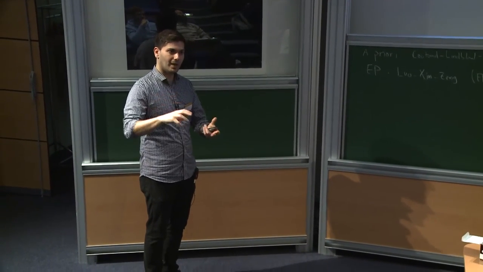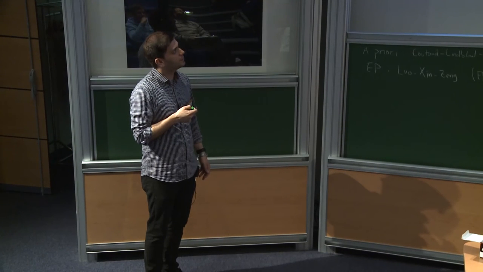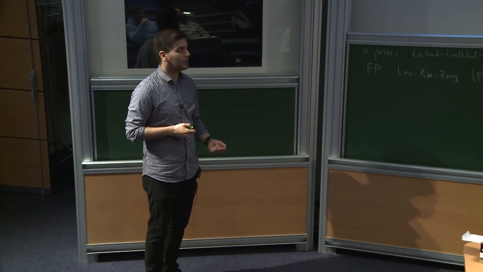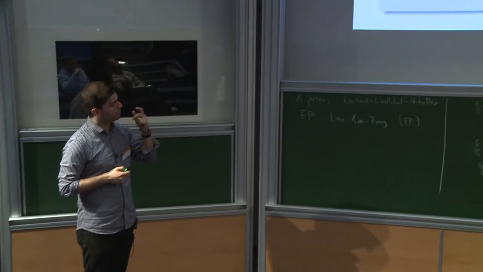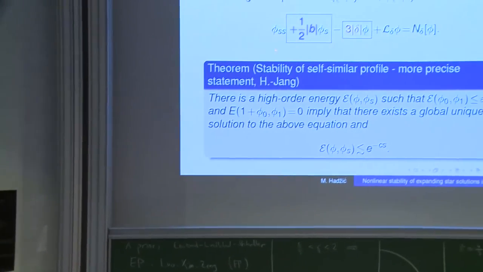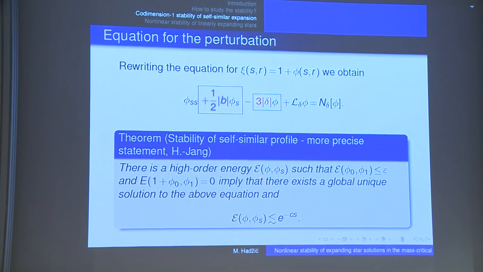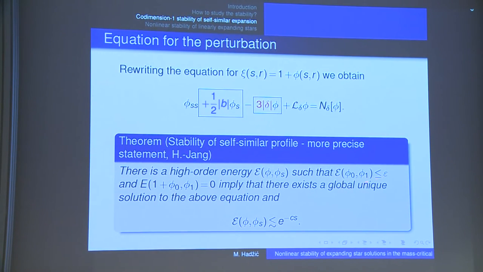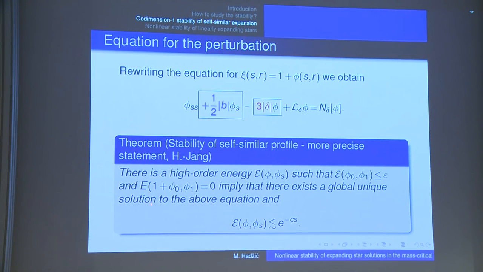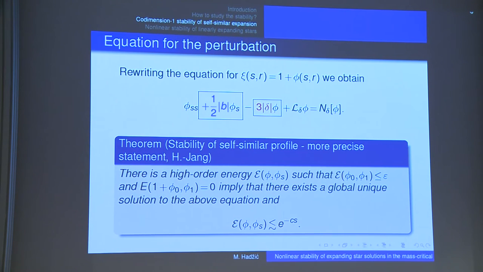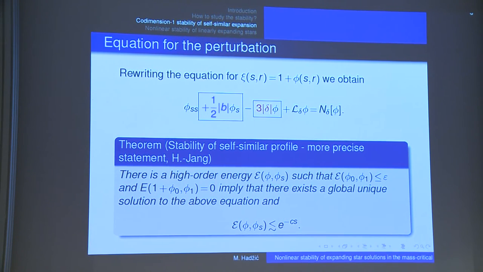If I did it around a collapsing solution, the sign here would change, and this would be the opposite of damping. So it's a quasi-linear wave equation on a compact domain, but with this damping term. The correct statement is that there is a high order energy, and if it is initially sufficiently small, and if the physical energy initially is exactly zero, then there is a global unique solution to the above equation, and in fact it decays exponentially fast in the S variable. In the T variable, this translates into some sort of algebraic decay.